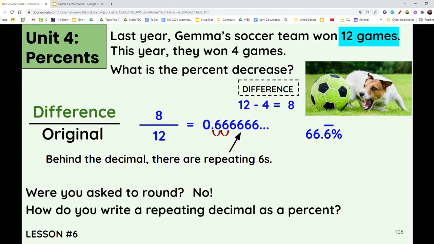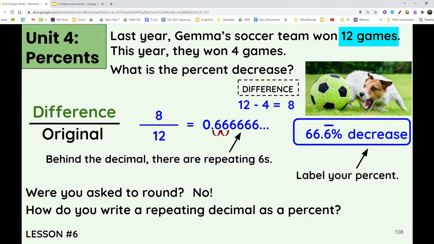Now, is that an increase or a decrease? They went from winning 12 games to 4 games. That is a decrease. So we're going to label this as 66.6 repeating percent decrease.